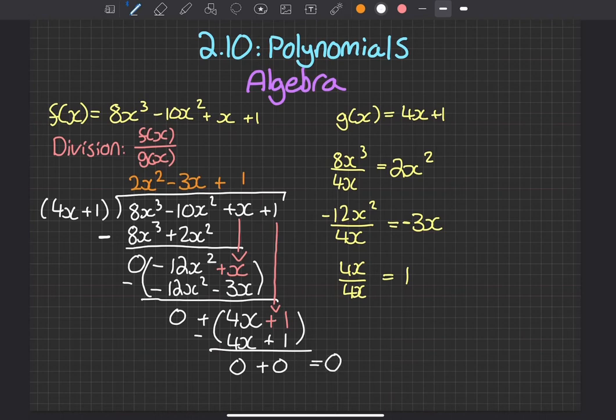So now everything's gone. So what's your answer? Well, it will just be this here. So f of x divided by g of x equals 2x squared minus 3x plus 1. And if you noticed, we got 0 down here, right? But this will not always be the case. Sometimes you'll get remainders. And I'll go over what that means next.